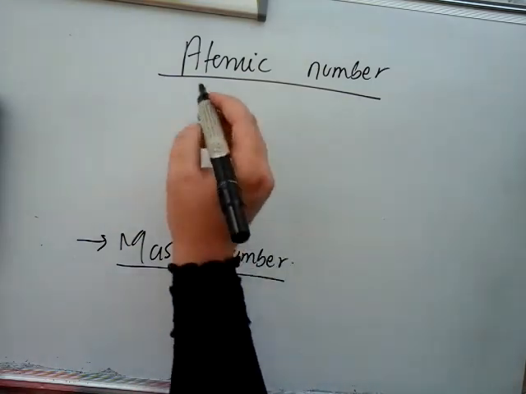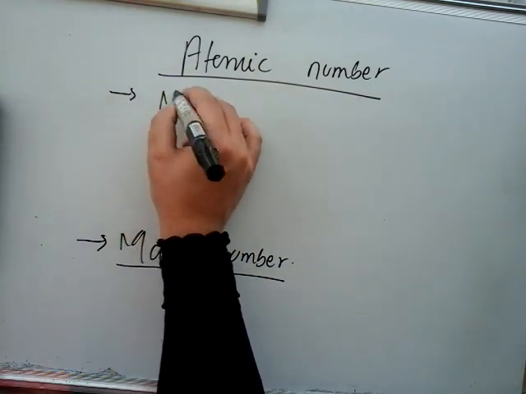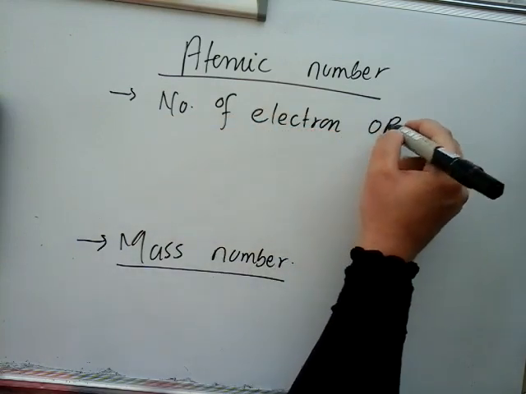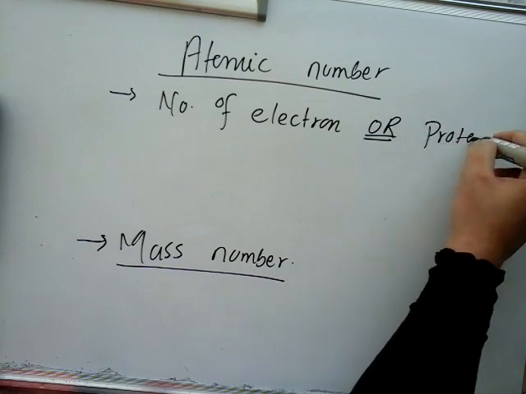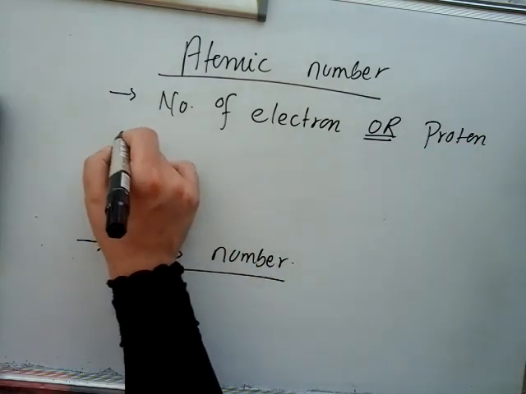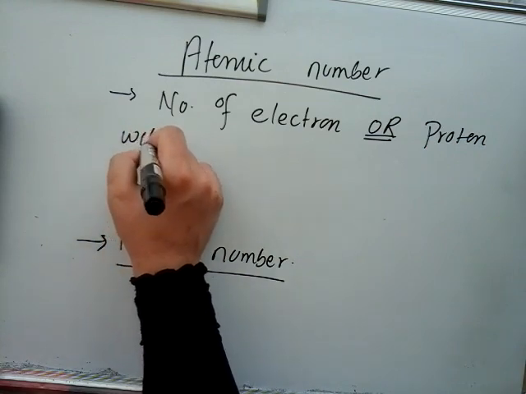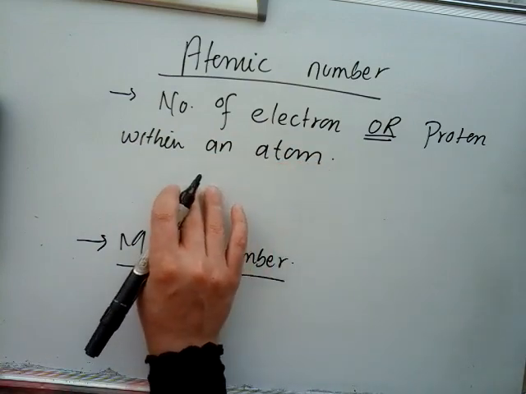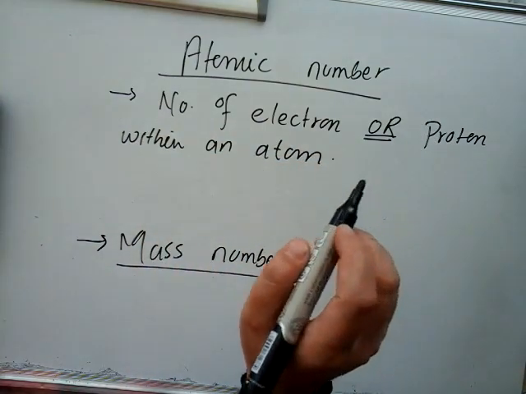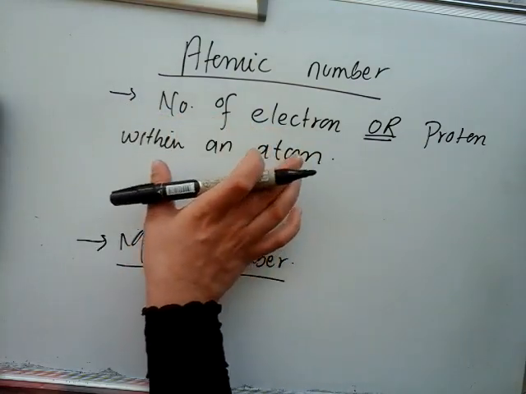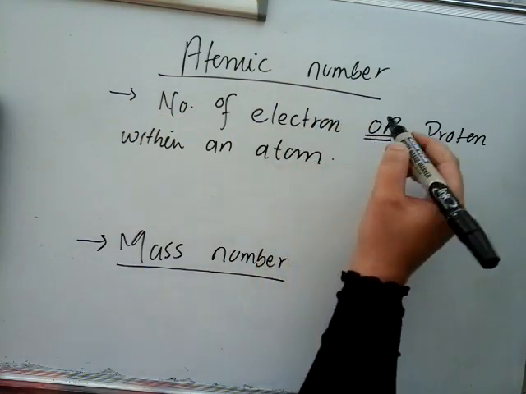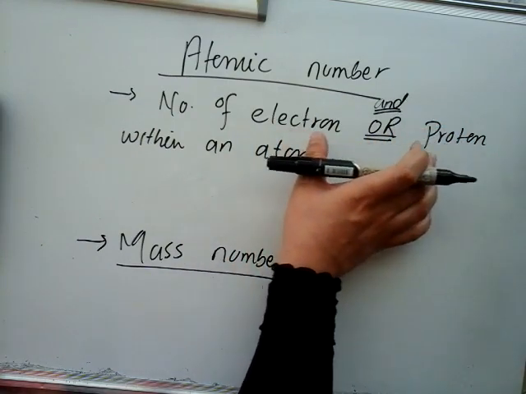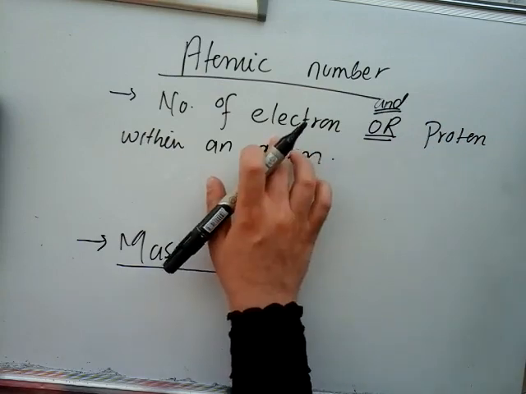Okay, atomic number is the number of electron or proton within an atom. Is that clear? So the number of electron or proton is called atomic number. We cannot define atomic number as number of electrons and protons. Don't use "and", because the number of electron and proton will get added. We do not need to add the number of electron or proton.